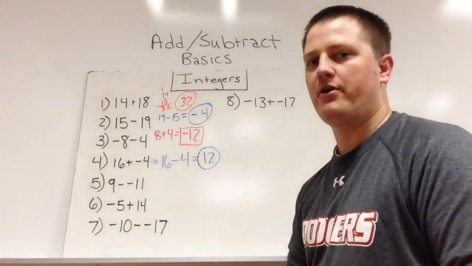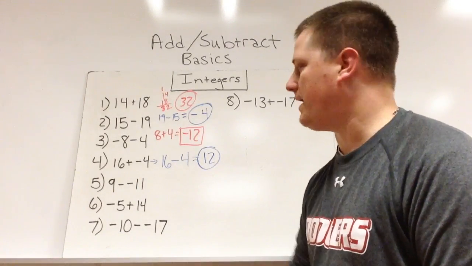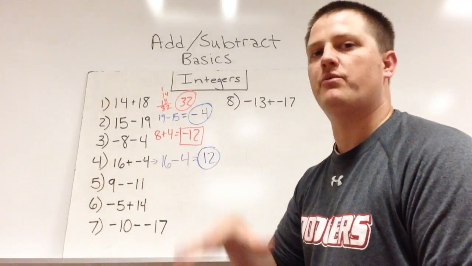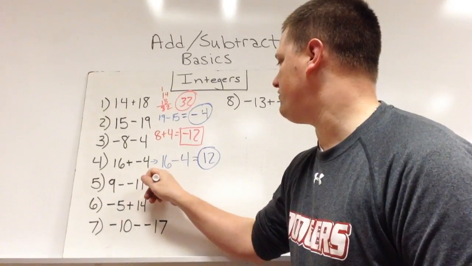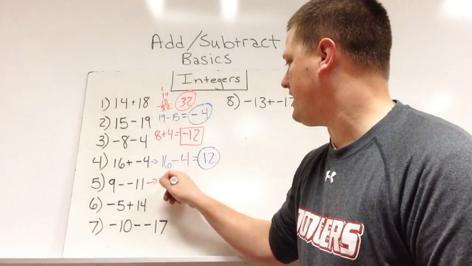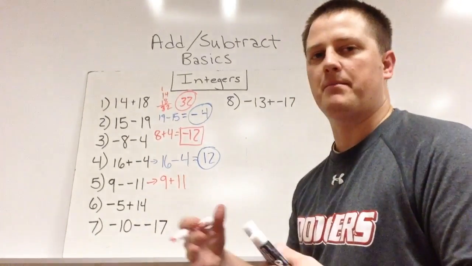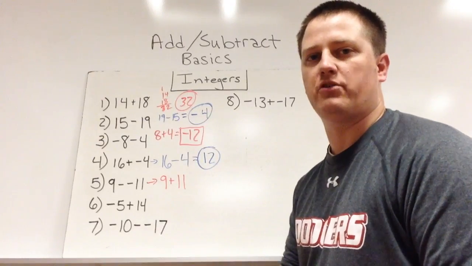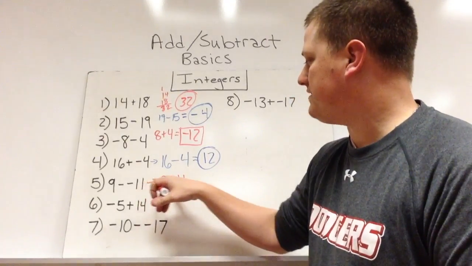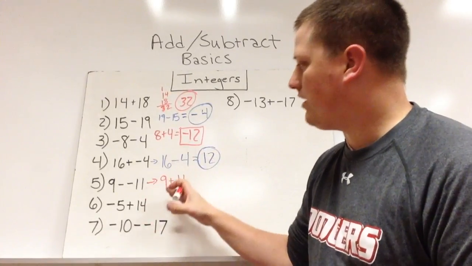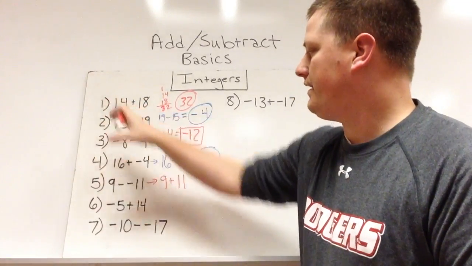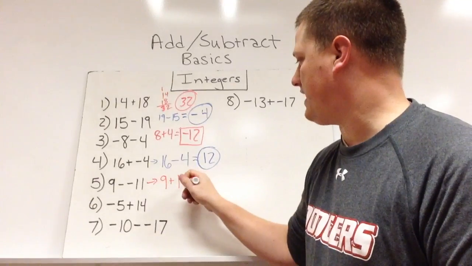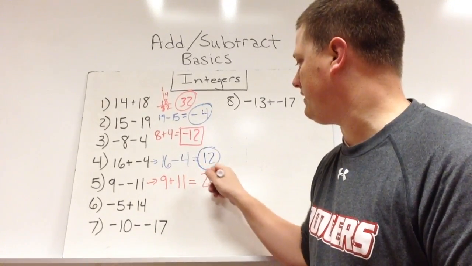In number 5, we're going to again have to change the problem. Minusing a negative in rule 5 said to change it into 9 plus 11. Remember, the A's and the B's from the rules are just placeholders for numbers. So what we have is 9 plus 11. Now we can go back to rule 1 and treat it like that. So this is just 9 plus 11 equals 20.